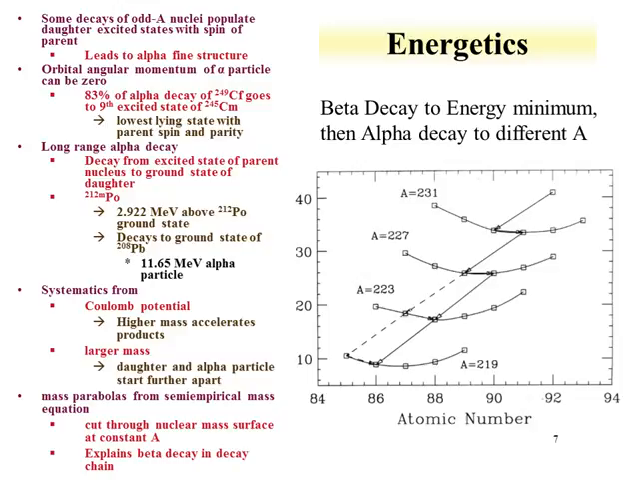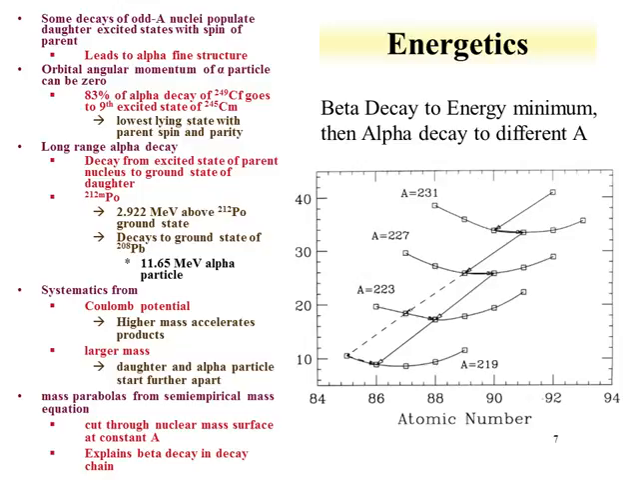So for instance, californium-249 goes to the 9th excited state of curium-245, because that is the lowest lying state with the same parent spin and energy. We'll discuss this in a little more detail so that we can understand why certain isotopes have fine structure and certain don't.